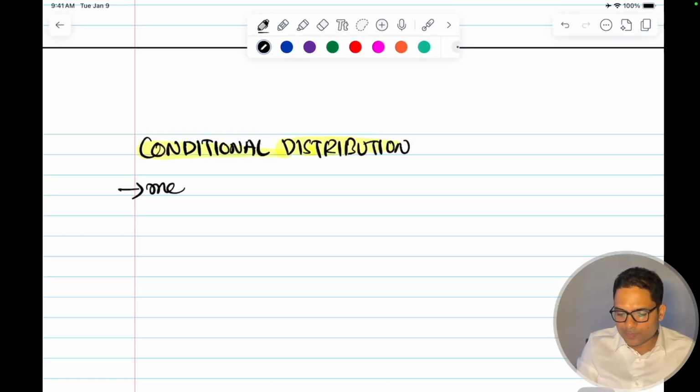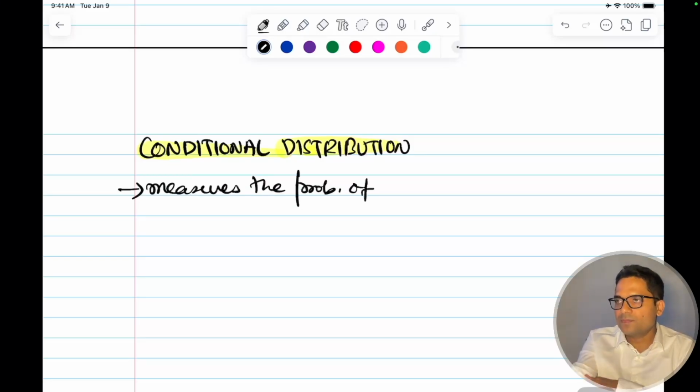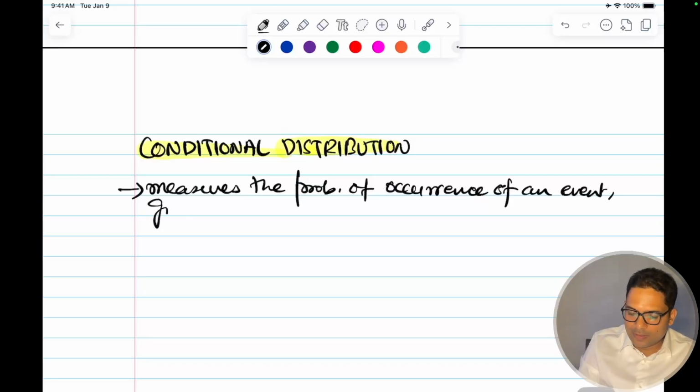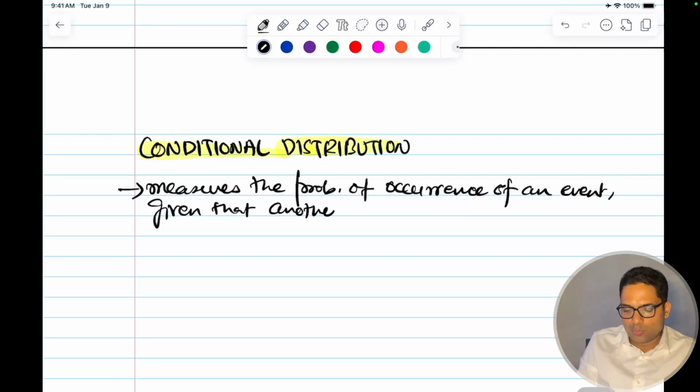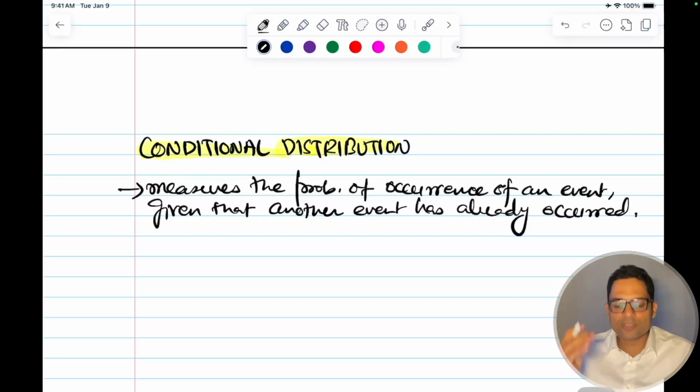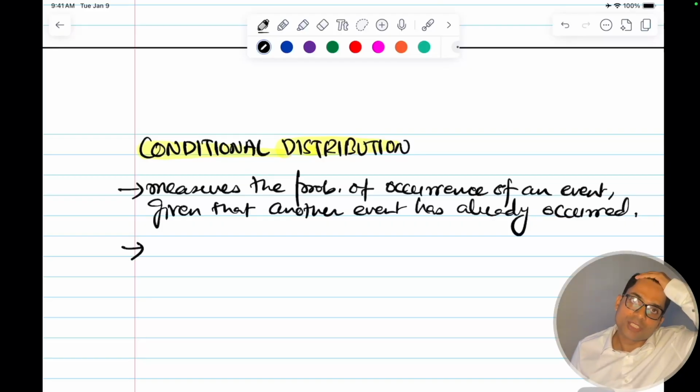That measures the probability of occurrence of an event given that another event has already occurred. This is coming from the past. You know this. Some event has already occurred, and what does it give? That some more new information has come, and on the basis of new information, we should update the prior likelihood that we have, and then we get the posterior.